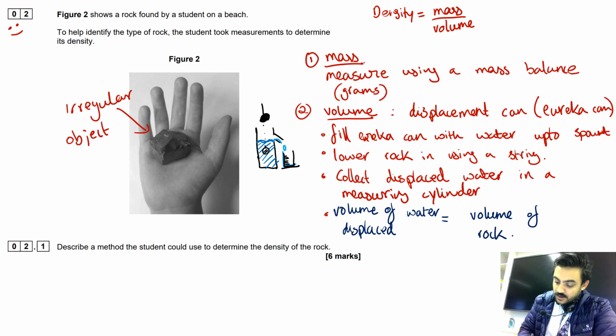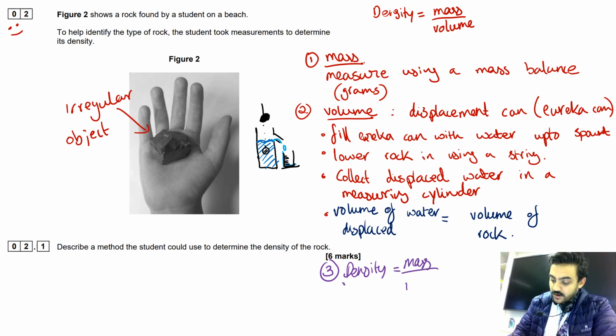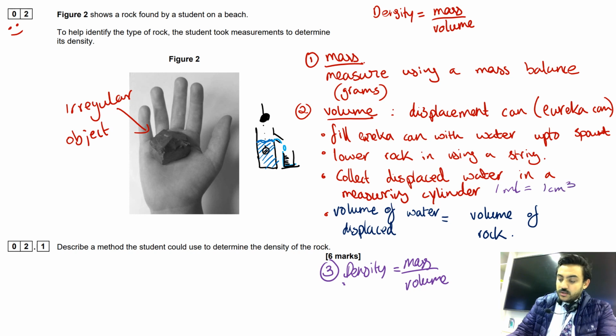And finally, the last thing, we've already done it up there, but the last thing to say is density is equal to mass divided by volume. The volume of the rock can be measured in milliliters, and then 1 milliliter is equal to 1 centimeter cubed. So really you can write your density as grams per centimeter cubed or kilograms per meter cubed. So that's how to do that.